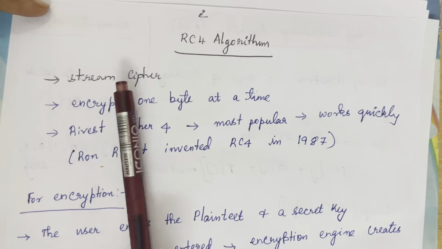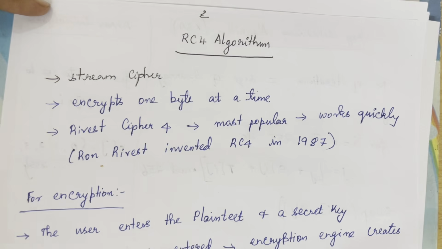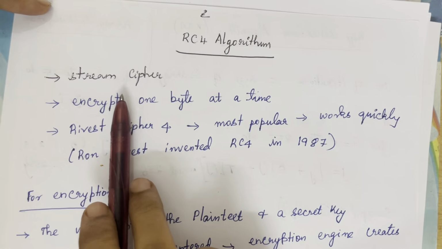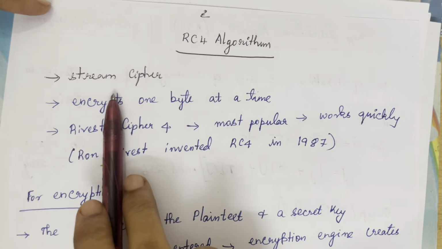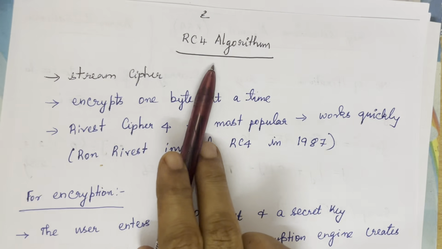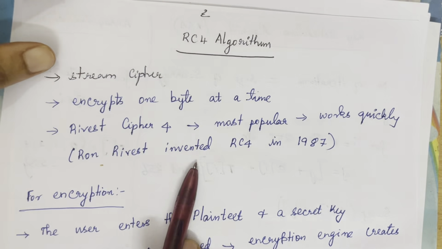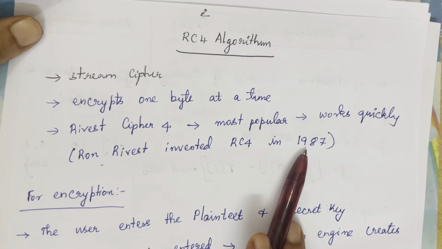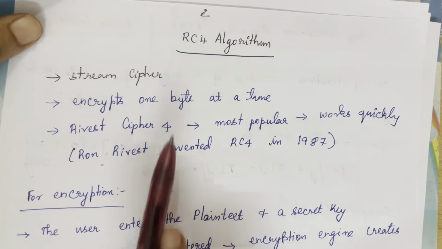This is one type of stream cipher. There are two types of cipher: one is block cipher, the other is stream cipher. There are various examples of block ciphers, like the AES algorithm and the DES algorithm, where we encrypt the plain text in blocks. Coming to the RC4 algorithm, we encrypt the plain text in a stream, bit by bit or byte by byte. That is why it is called a stream cipher. This algorithm is very popular and works very quickly. That is why most users use the RC4 algorithm.